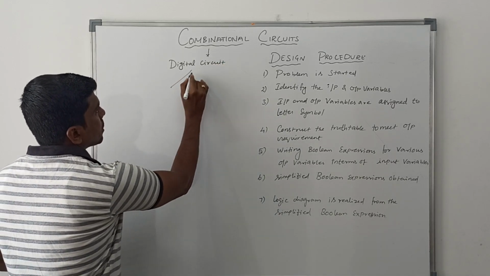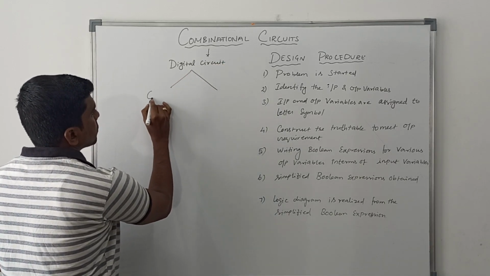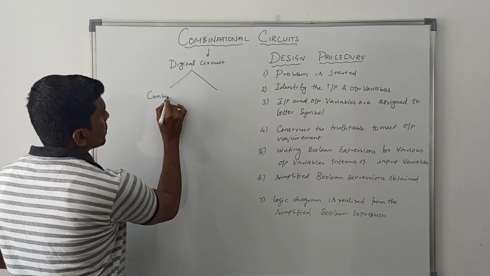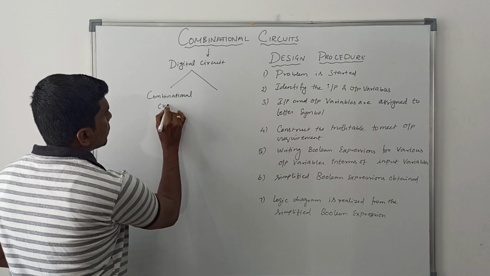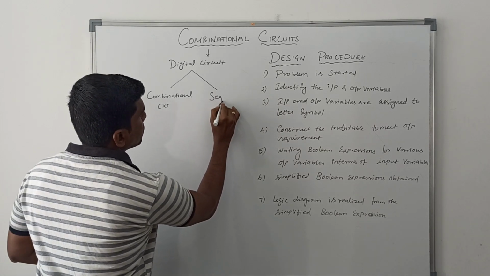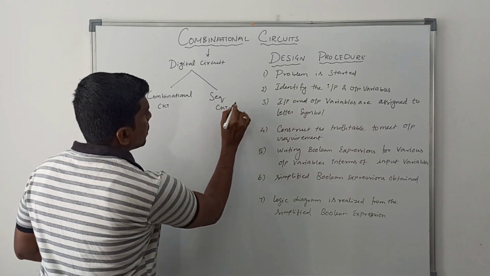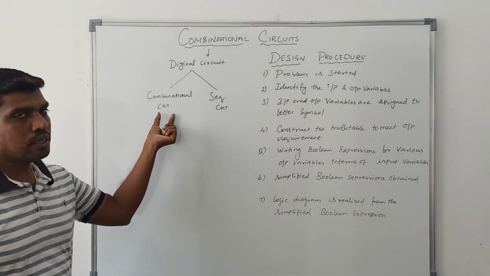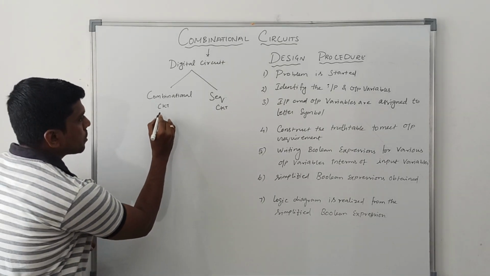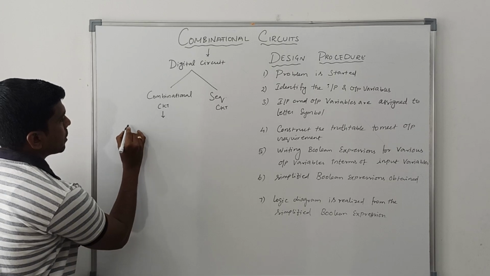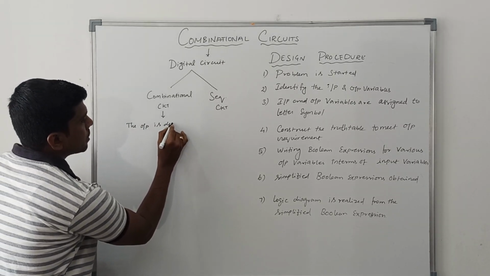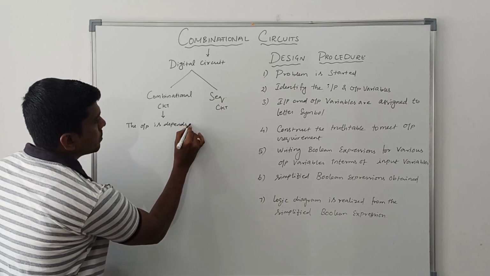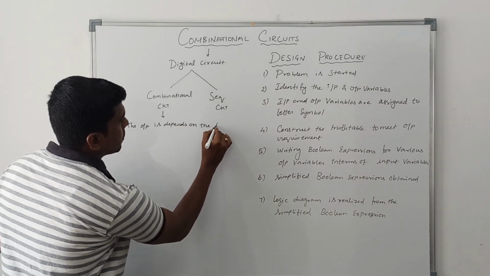This digital circuit is classified into two types: one is called combinational circuit and the other is sequential circuit. In this video, I concentrate on combinational circuits. So what is a combinational circuit? In a combinational circuit, the output depends on the present input.